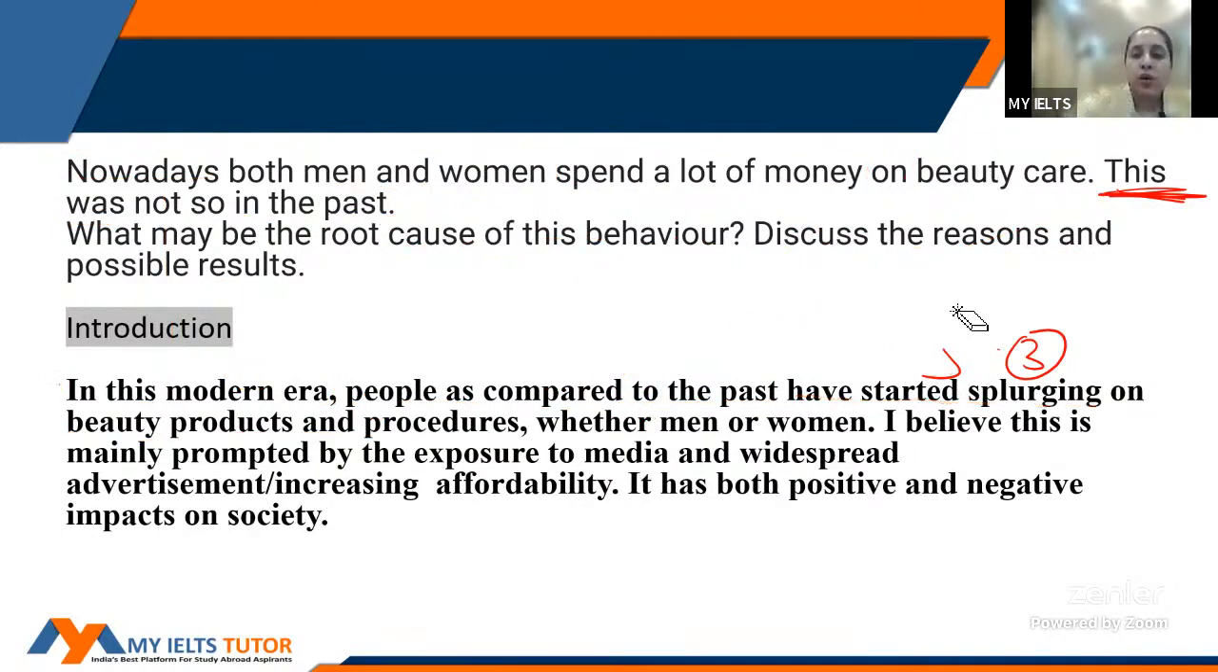And this is a bit advanced restructuring. Okay. So it is in this modern era, people as compared to the past have started splurging on beauty products and procedures, whether men or women. Splurging means spending extravagantly. Okay.